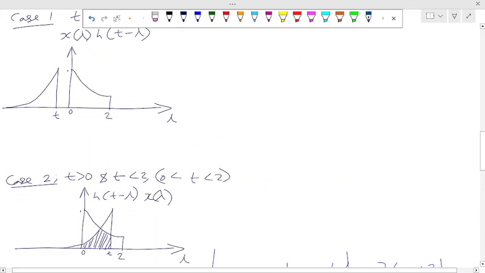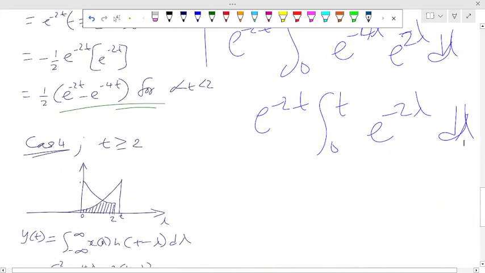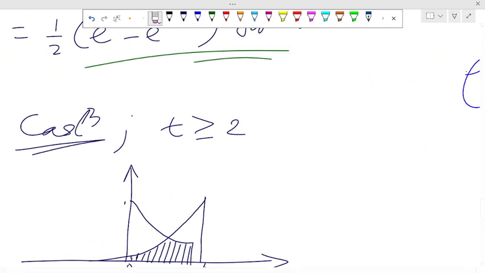Case 3, not 4. Why 4? Case 3, oh please. Jesus is Lord.